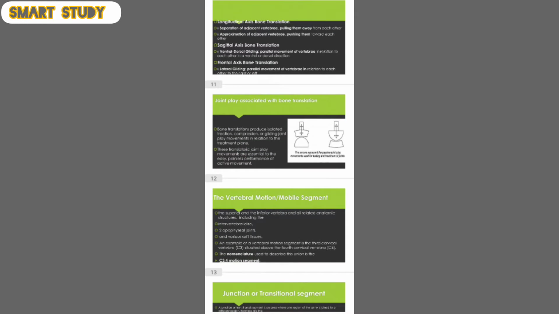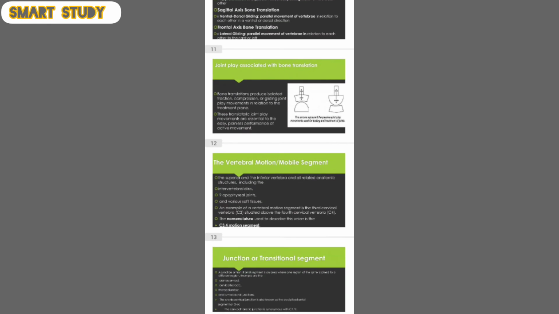Up next we have the joint play associated with the bone translation. So a bone translation produces isolated traction, compression or gliding joint play movements in relation to the treatment plane. These translatory joint play movements are essential to the easy, painless performance of active movements. The arrow in the figure represents the passive joint play movement used for testing and treatment of joints.